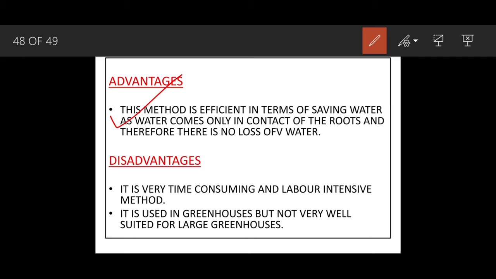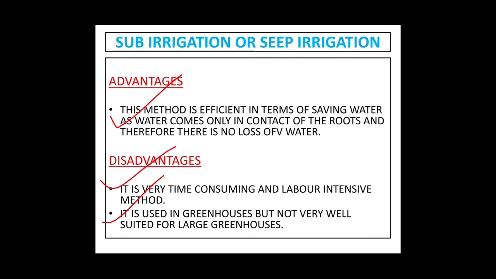And the second comes to disadvantage. It is very time consuming and labor intensive. A lot of people and time are required to set it up, because the laborers have to keep a watch to control the level of the water table. It is used in greenhouses but not very suited for large greenhouses, because it would require a lot of labor, effort and time. So that's why it is not good for large greenhouses but good for small greenhouses. I hope students this is clear.